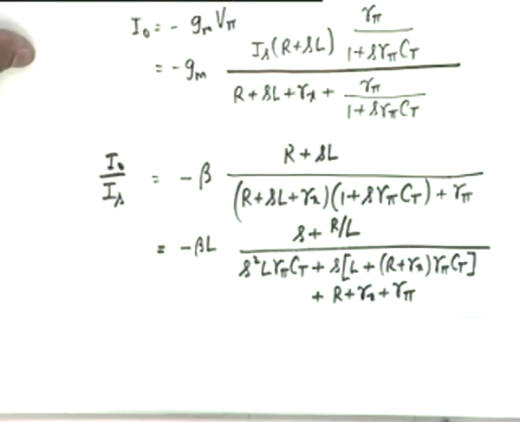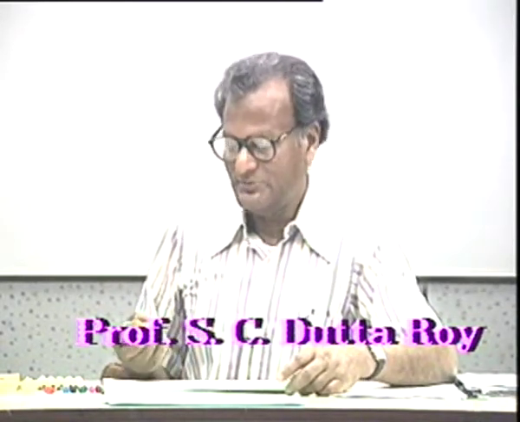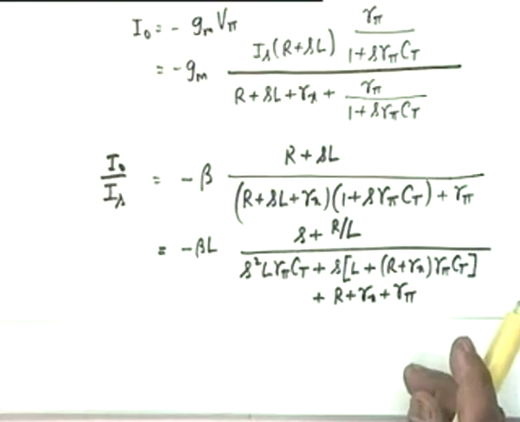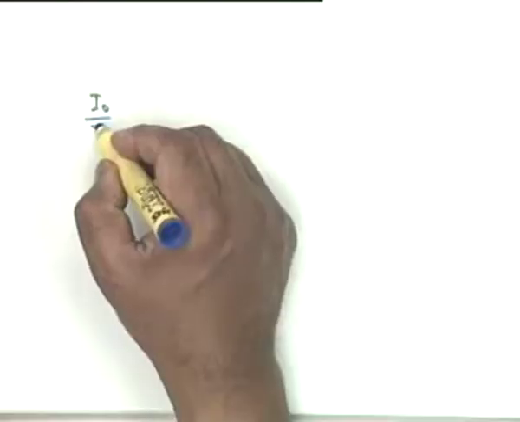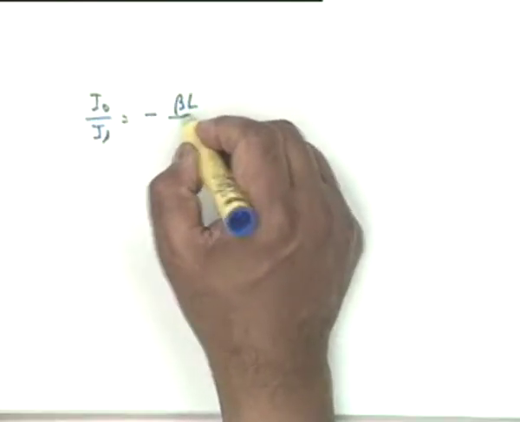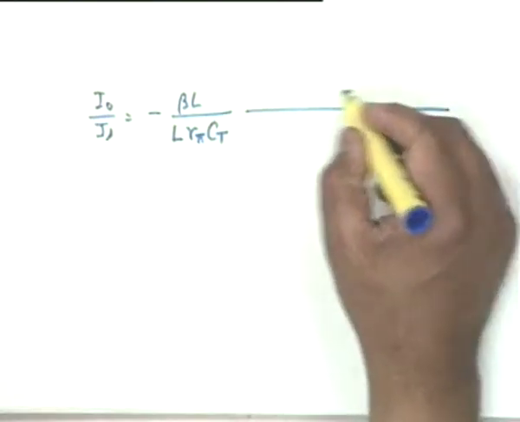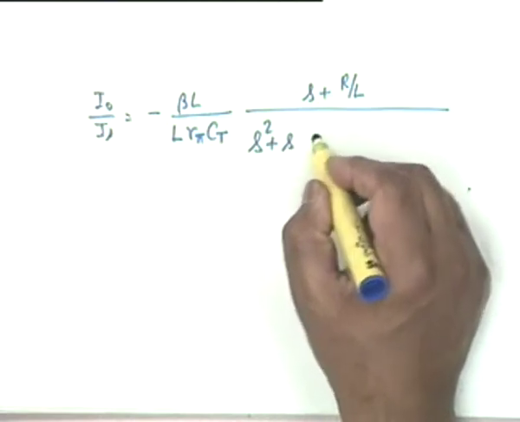Okay, I could have left the algebra, but I am doing the algebra for a specific reason. Later on I will not do this, I will simply say it can be put in this form. But what I want to do is put it as a polynomial in S in the numerator with the leading power 1, and a polynomial in S in the denominator with leading coefficient equal to unity. So, what I get is I0 by Is equal to minus beta L, I should take L R pi Ct, then I get (S plus R by L) divided by (S squared plus S.